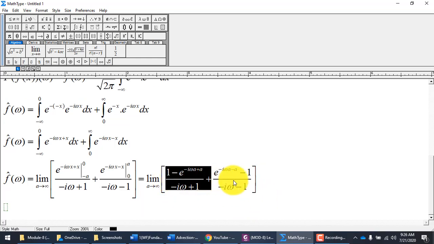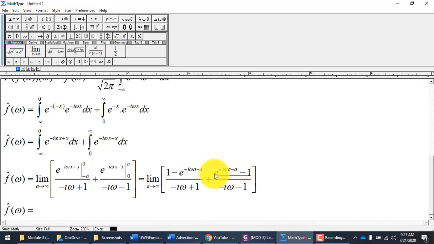Now you have to solve this ratio and apply the limit. So actually the Fourier transform will be equal to the limit that you have to calculate. So when a approaches infinity, or you can do one more thing. Yeah, if a approaches infinity, then what will happen to that term? Okay, or what will happen to that term?